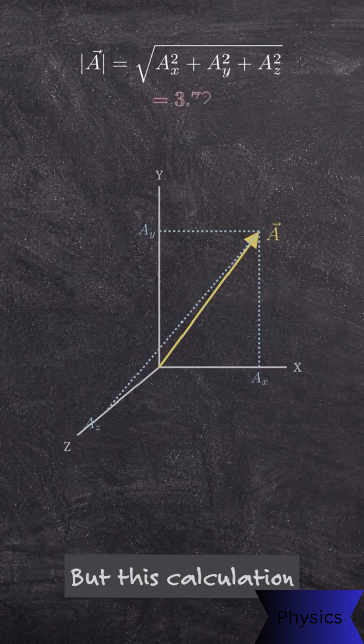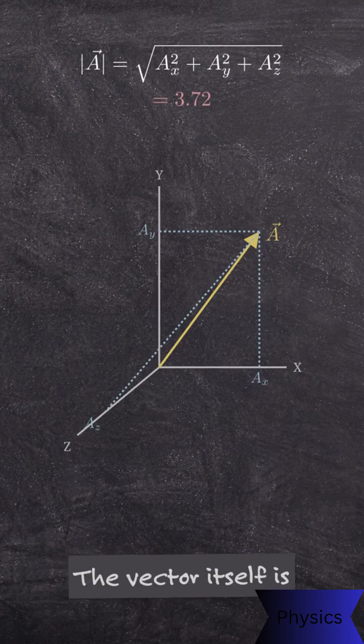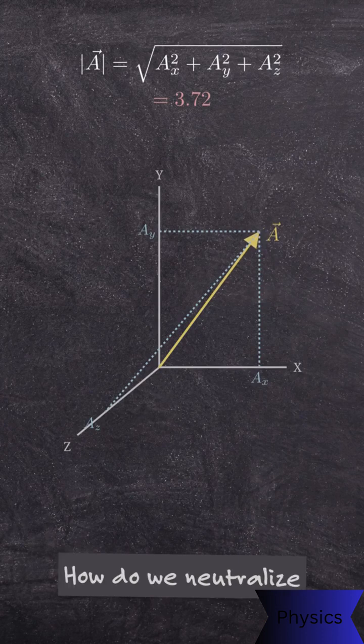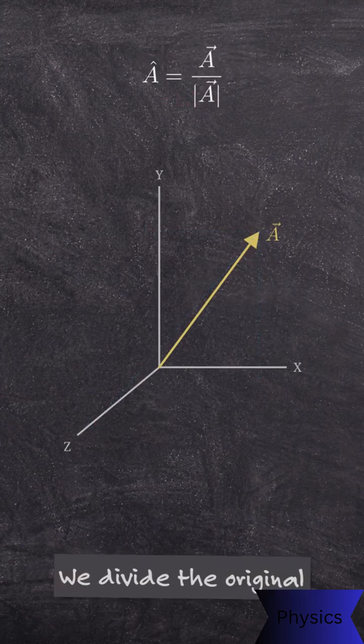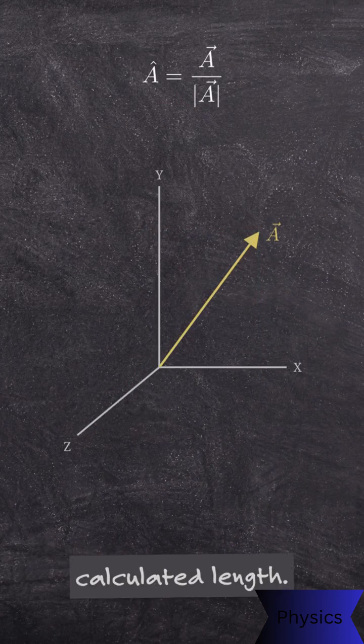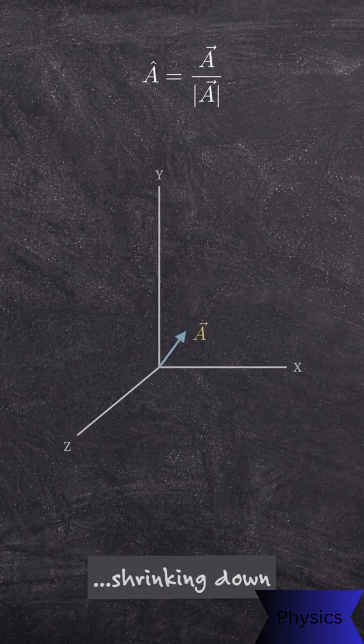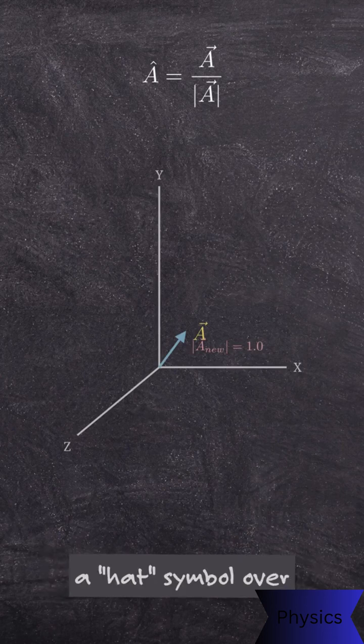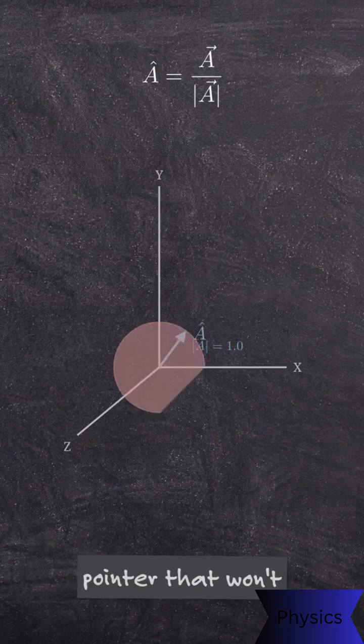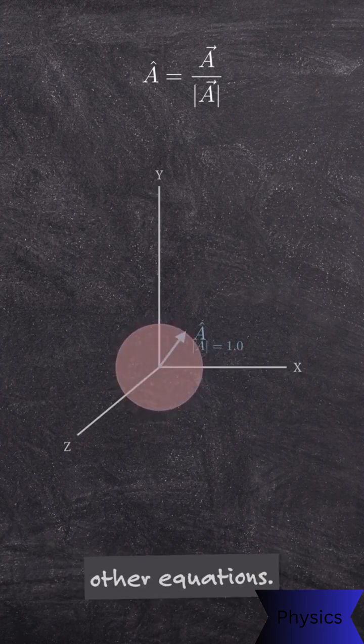But this calculation just gives us a single number. The vector itself is still a full-sized coordinate arrow. How do we neutralize that size? We divide the original vector by its own calculated length. Because we're dividing a magnitude by itself, the arrow scales perfectly backward along its original trajectory, shrinking down until its length equals exactly 1. This new arrow receives a hat symbol over its letter, identifying it as a pure directional pointer that won't artificially inflate other equations.